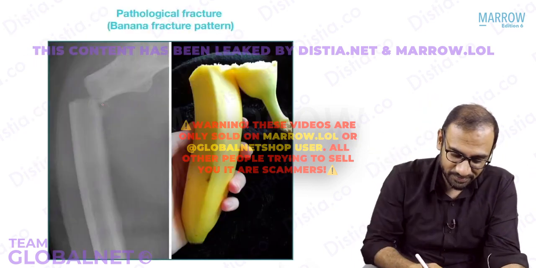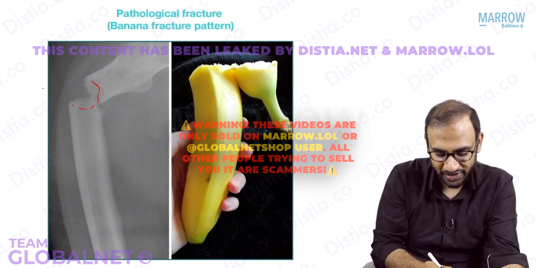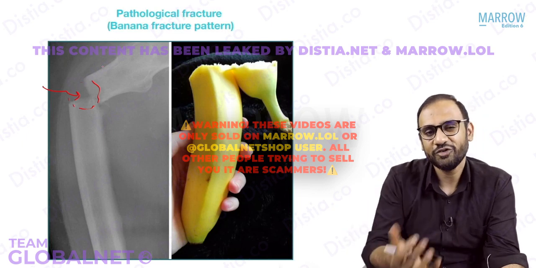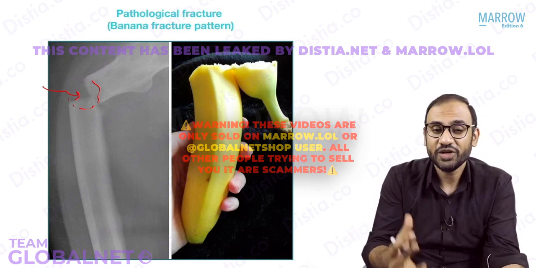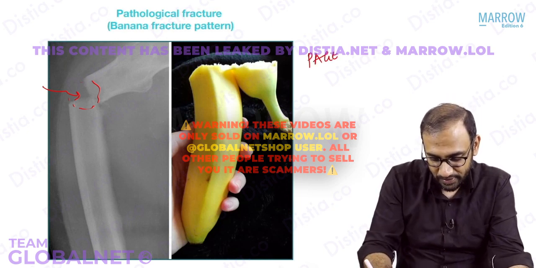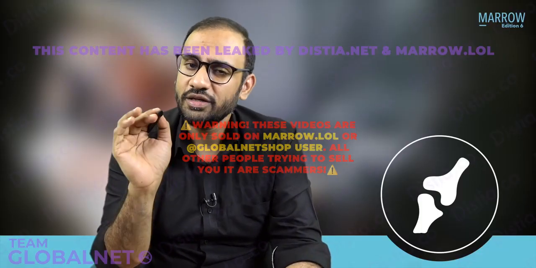Look at this. There is a problem here in the subtrochanteric region giving you a fracture. This is known as banana fracture because it gives a pattern of banana fracture. This is a terminology usually reserved for a metabolic bone disease known as Paget's disease. Otherwise, subtrochanteric fractures are also very common in metastasis.